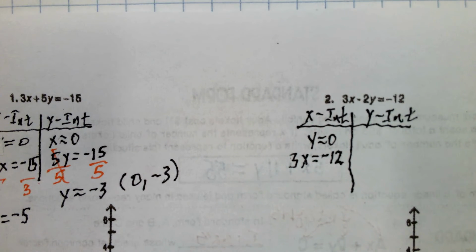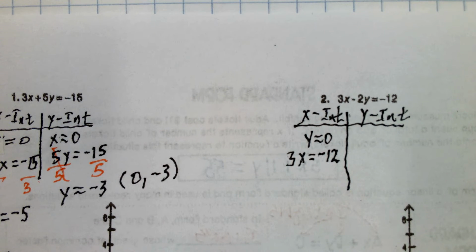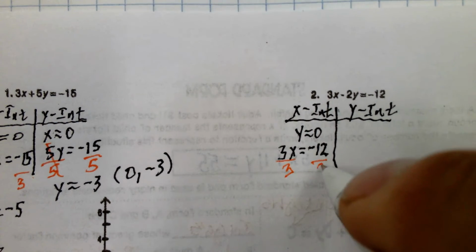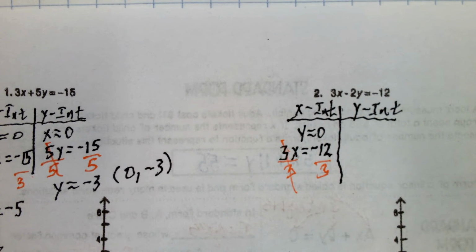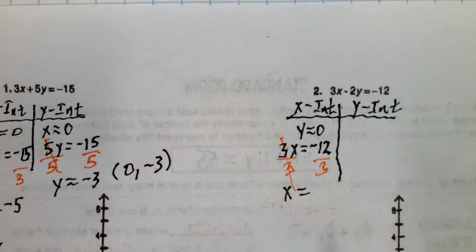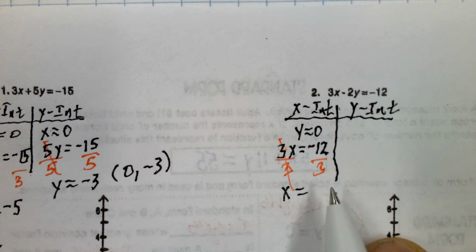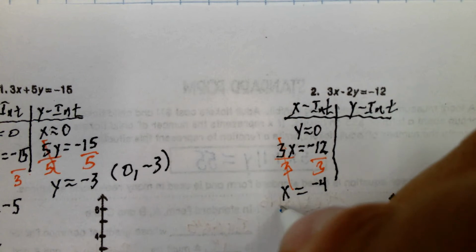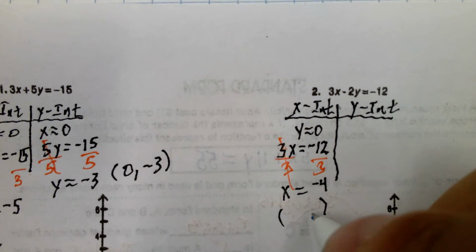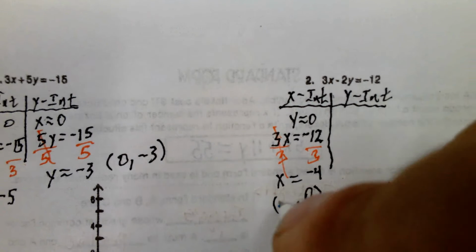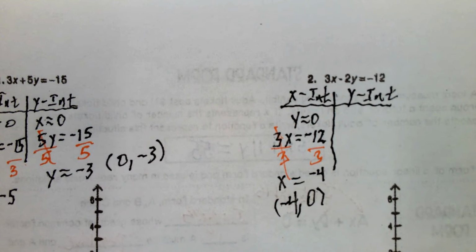Okay, let's divide by 3 to get rid of the 3. Three goes away on the left, we get just x. Then we figure out what negative 12 divided by 3 is. Negative 4. So what's the coordinate going to be here? I'll give you the y value. It's 0. What's the x value? Negative 4. Okay. And just like that, we have our first coordinate.